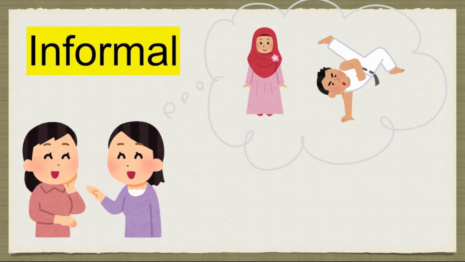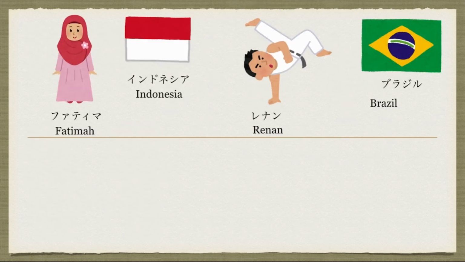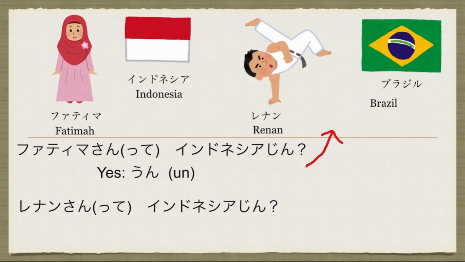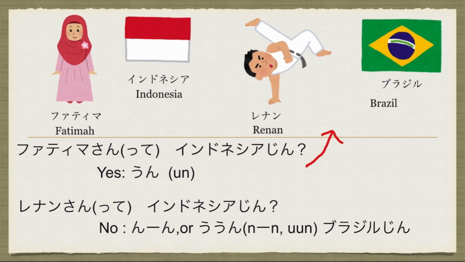Let's have a conversation in an informal way. Just imagine you and your friends are talking about Fatima and Renan. ファティマさんってインドネシア人？There is って about. So we are talking about Fatima. And we omitted ですか because it's obvious. Instead of ですか, we just make the tone go up at the end of the sentence. Yes. Informal is レナンさんってインドネシア人？ブラジル人。No, in Japanese, informal.